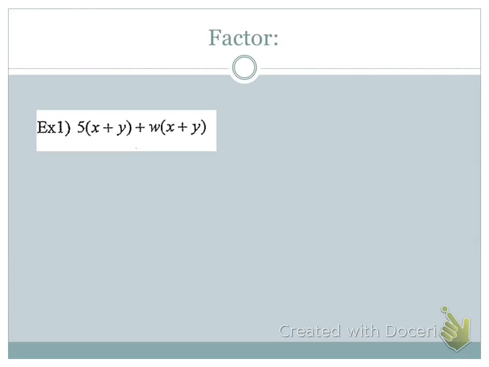All right, they start us off pretty easy on this first example. We are asked to factor 5 times x plus y plus w times x plus y. So usually when we would see something like this, our instinct would be to distribute, but we don't want to do that because that will get us further away from our answer of factoring. So we're trying to write this whole thing as just one multiplication problem. Remember, that's what factoring means. Write it as a multiplication problem.